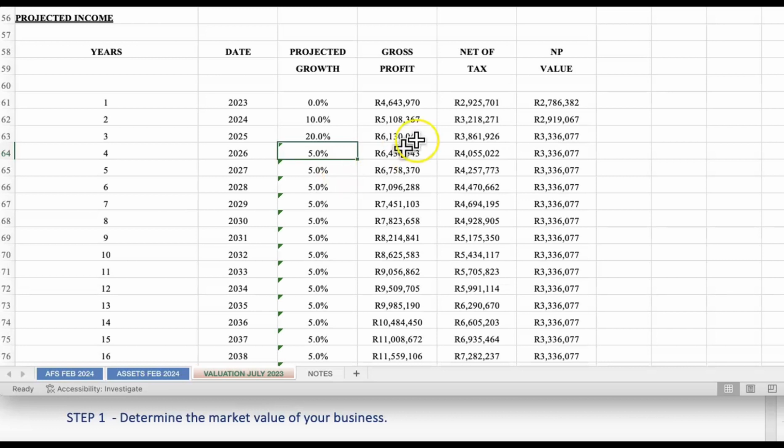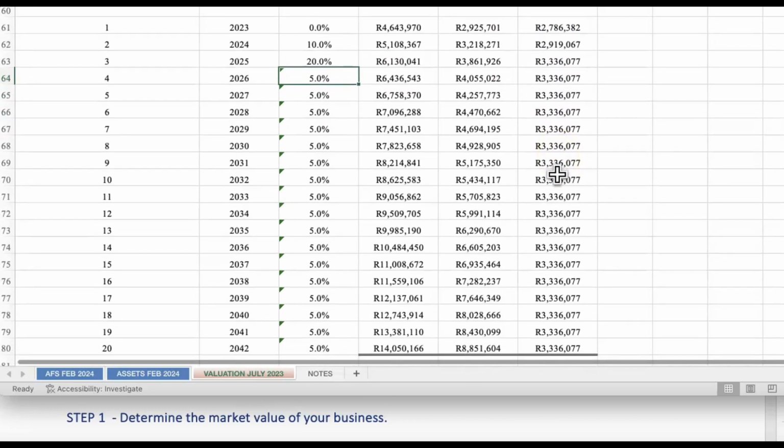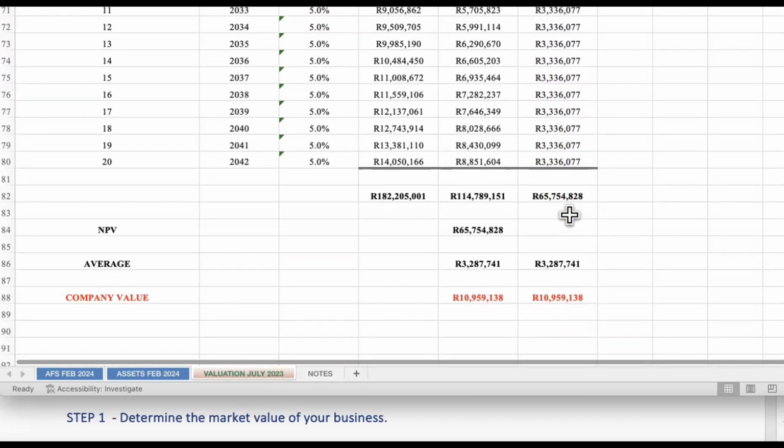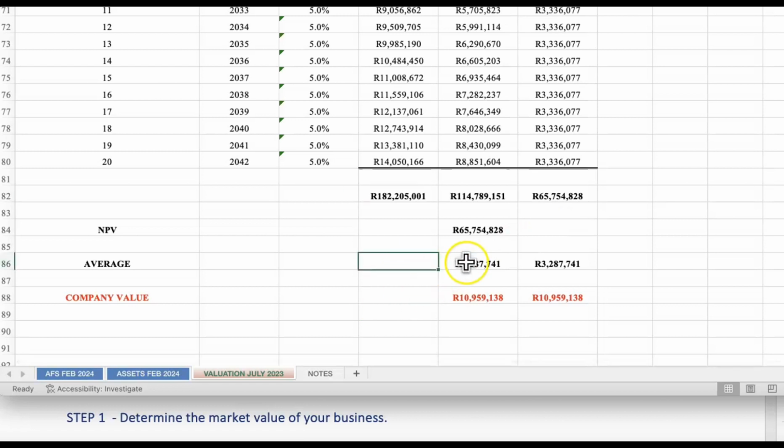From that, we've got gross profit, net of tax, and then we always bring it back into net present day value. And from there, you then do what is called an average profitability, net profit, okay, after tax, over a 20-year period.